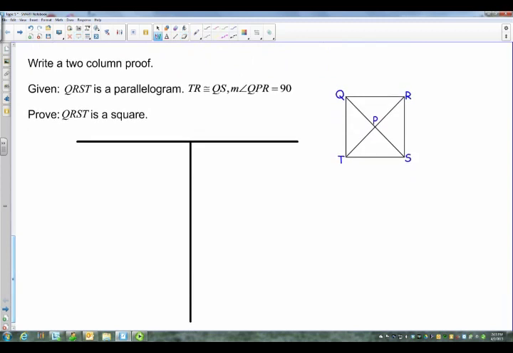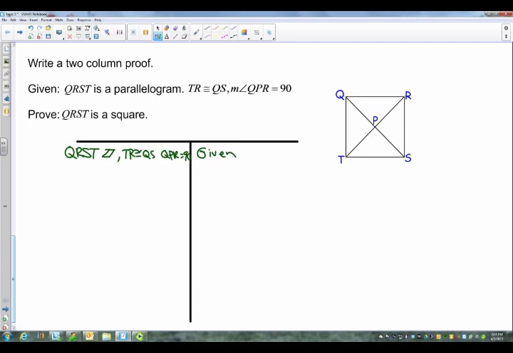Okay, here we go. It says QRST is a parallelogram, which we see. We have TR congruent to QS, and QPR is 90 degrees. We need to prove that it's a square. Well, with any two-column proof, we start with the given. So we go QRST is a parallelogram, TR congruent to QS, and QPR equals 90 degrees. And that's all just given.